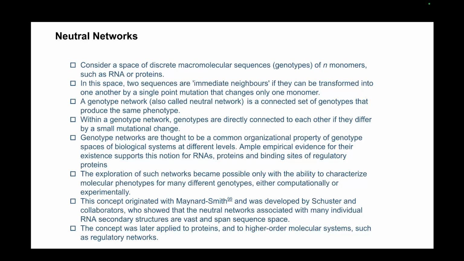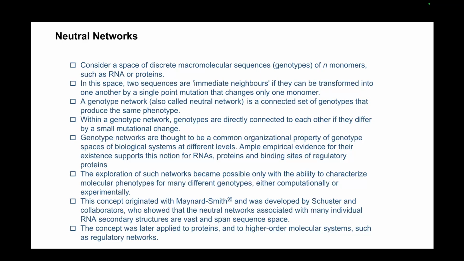And within the genotype network, genotypes are directly connected to each other if they differ by this small mutational change. In maximum cases, this is a point mutation, but you can also consider bigger mutations. I'll not go to the level of structural variations, maybe you cannot consider those, but even 5 or 7 base pair differences, you can consider. So you need to set up your network in that fashion. And genotype networks are thought to be a common organizational property of genotype spaces of biological systems at different levels. And ample evidence for their existence supports this notion for RNAs, proteins, and binding sites of regulatory proteins.